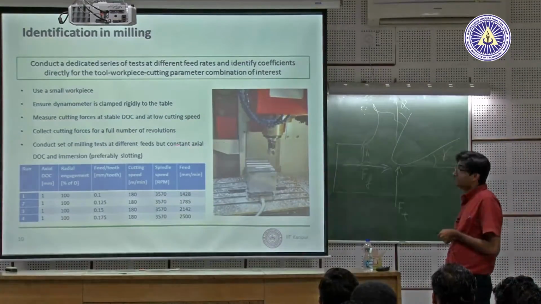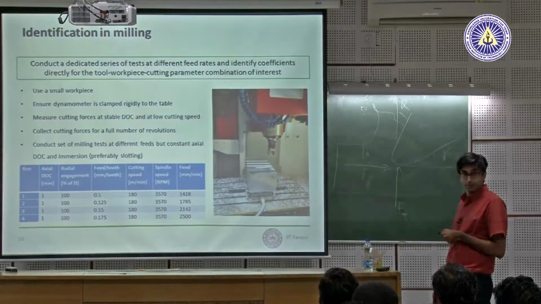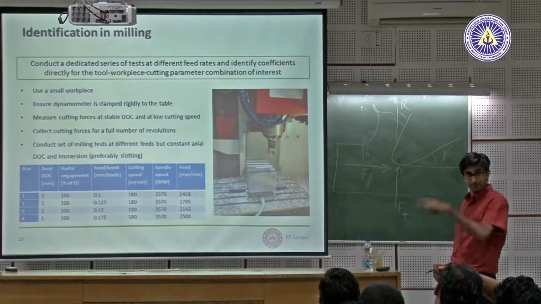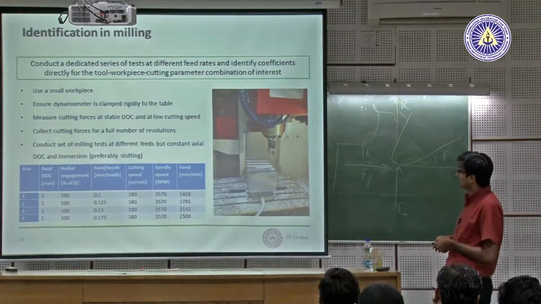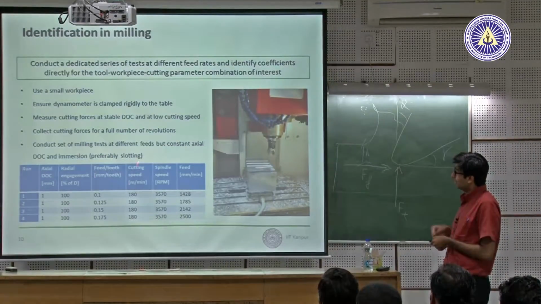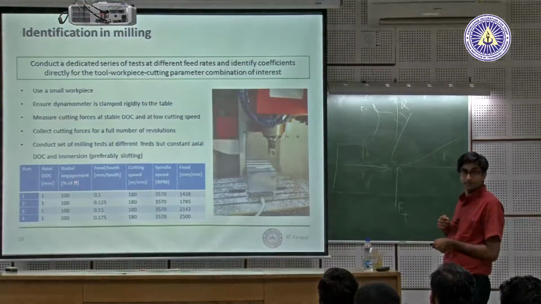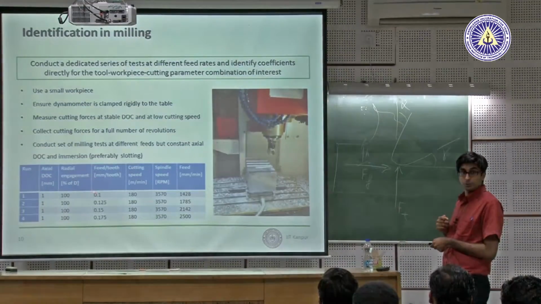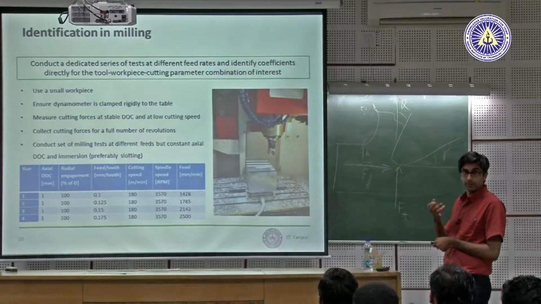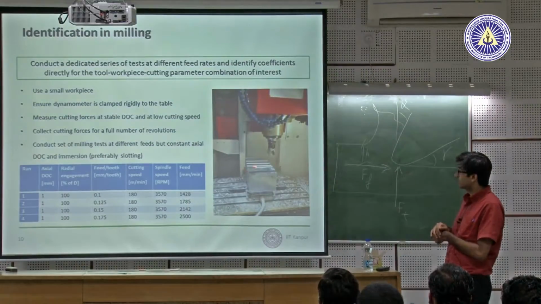What we're going to do is fix the axial depth of cut. So here, in milling, axial depth of cut, you understand now? Axial depth of cut, there is a radial depth of cut. In this case, axial depth of cut is 1 millimeter. Radial is going to be slotting, so 100% of the diameter. We'll create slots inside this workpiece.